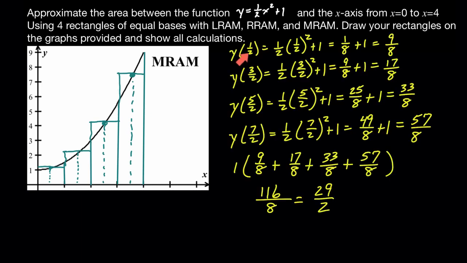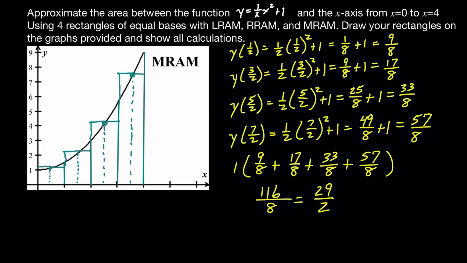All right, so all these heights are calculated at these sections here. This is the middle of the first rectangle, middle of the second rectangle, and so on, giving us these fraction values over here, and then adding up the heights and multiplying by the base gives us 14.5 for the approximation for the area.